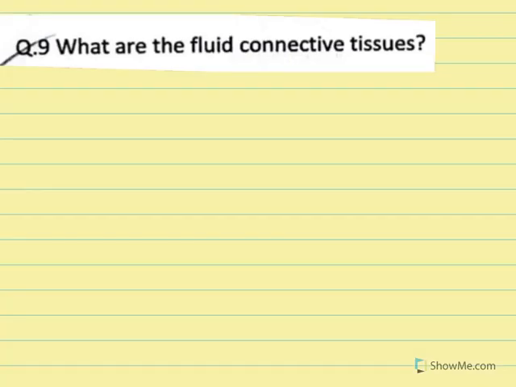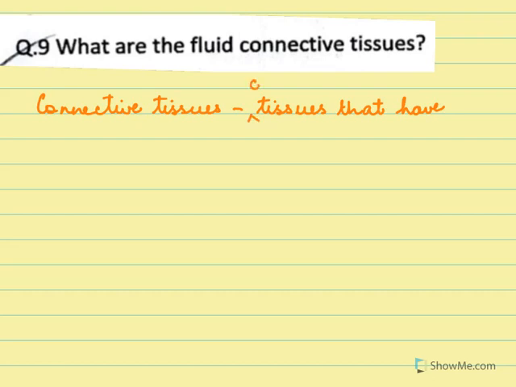What are fluid connective tissues? Connective tissues that have a fluid matrix are called fluid connective tissues. Not just tissues, we have to write connective tissues that have a fluid matrix. An example of this is blood. Blood is a fluid connective tissue.